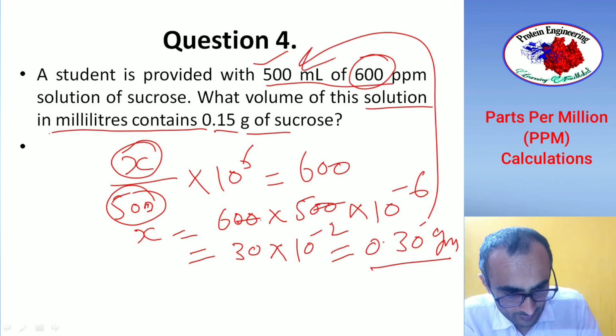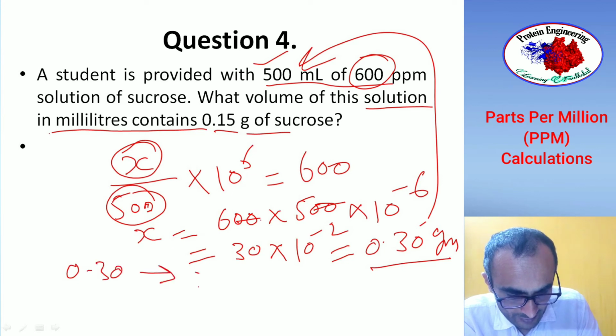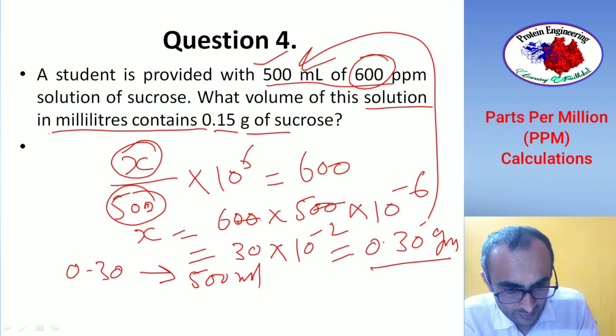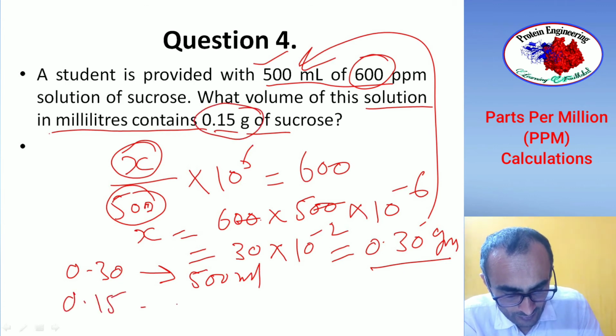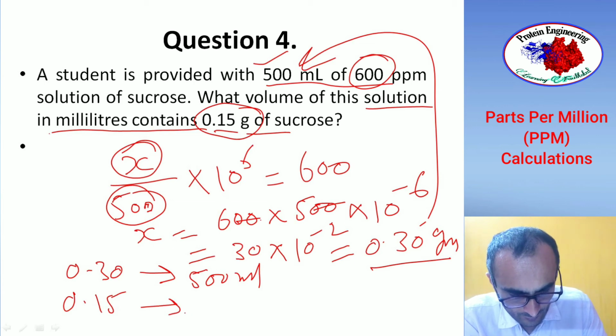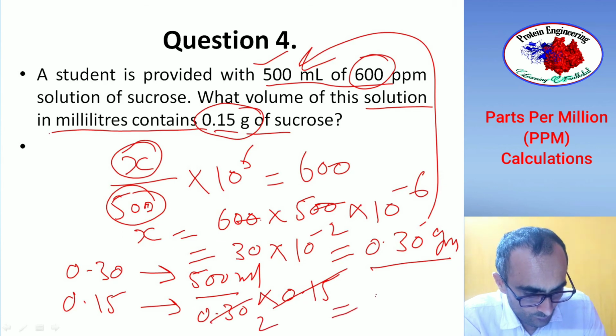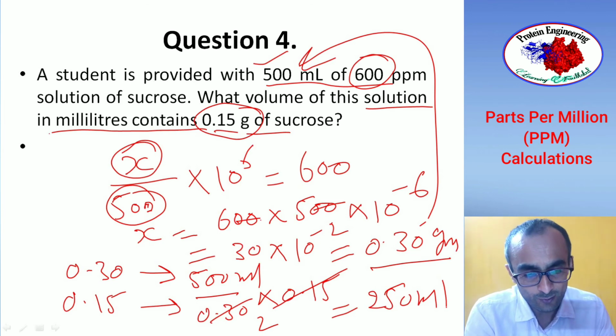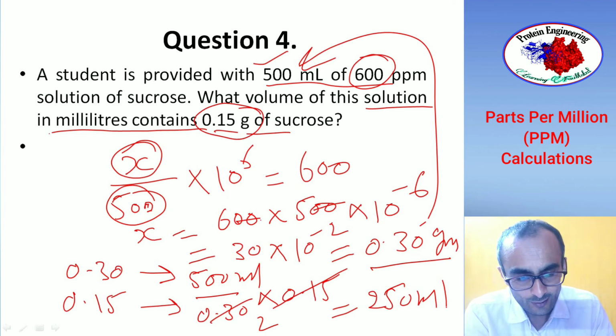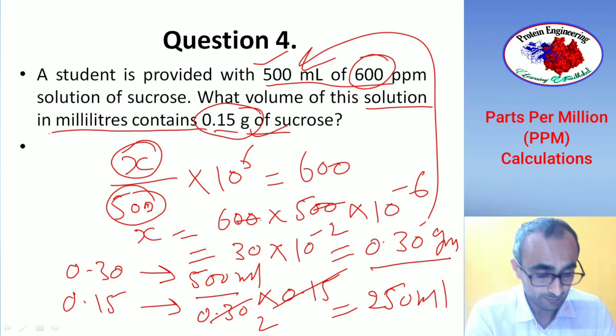So 0.30 is dissolved in 500 ml. And what is asked? 0.15. So 0.15 would be equal to 500 divided by 0.3 multiplied by 0.15, and that is equal to 250 ml. So if you take 250 ml of this solution, sucrose solution, it will have 0.15 gram of sucrose.